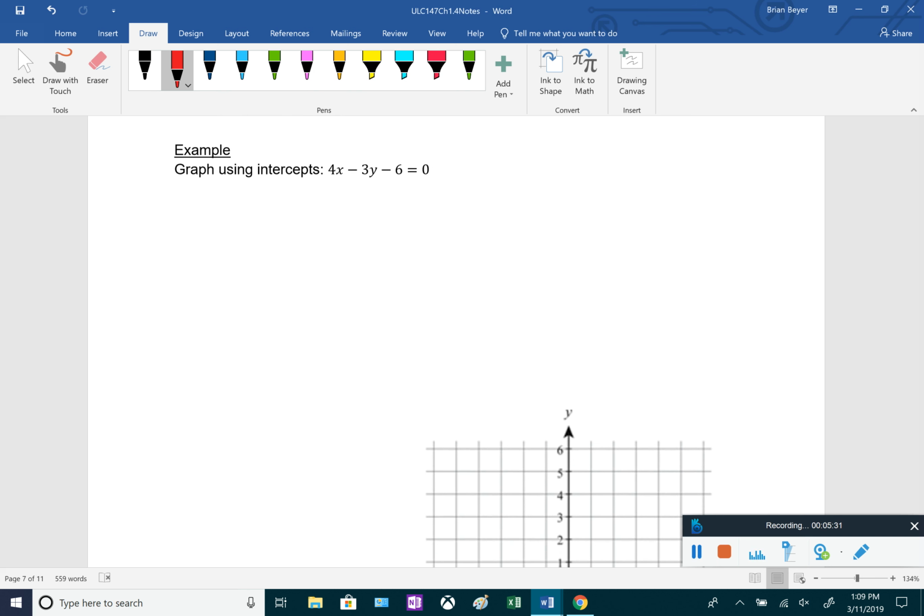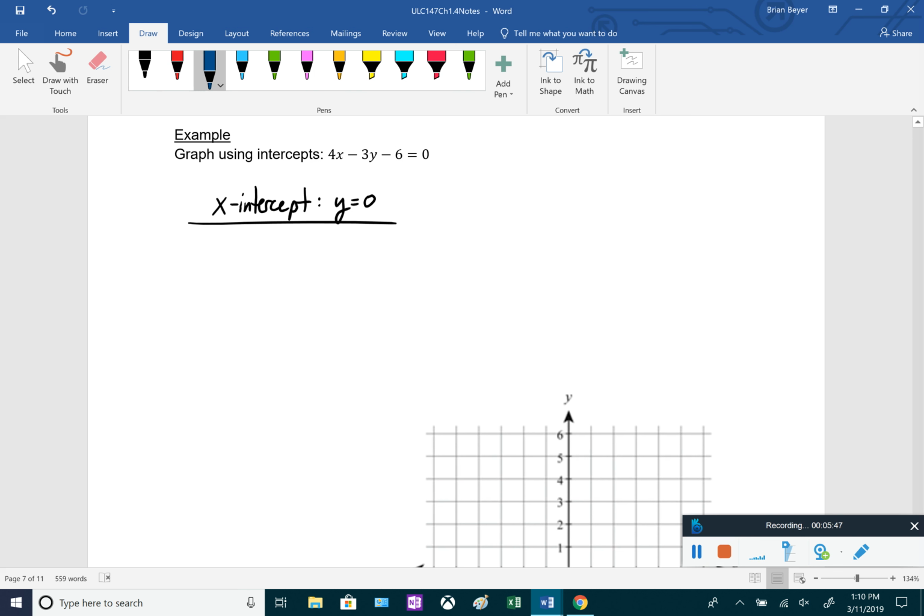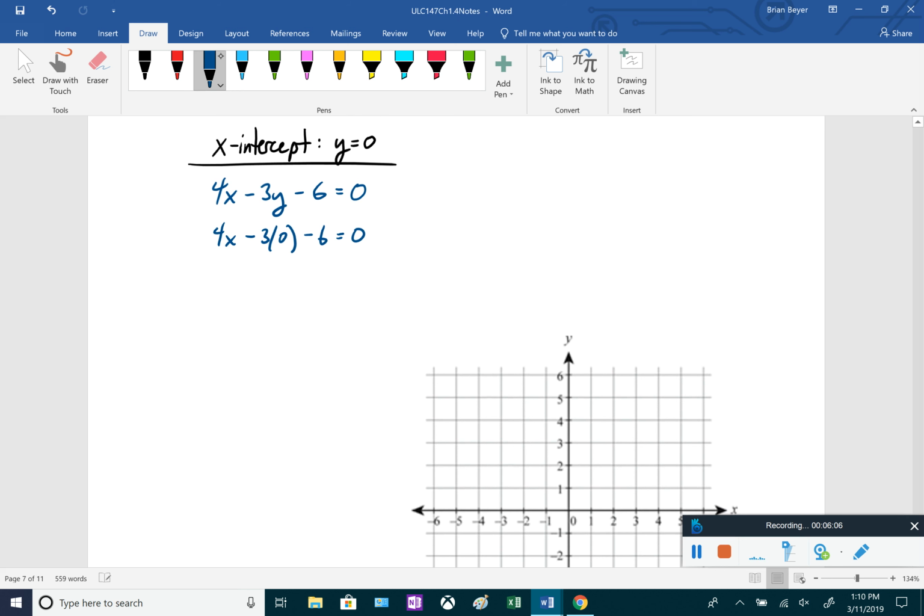So let's do this example. Let's graph 4x minus 3y minus 6 equals 0 using the intercepts here. We could 100% solve this for y and put it in slope-intercept form and do it just like we did it. But let's do it this way. Let's find the x-intercept first, which means y equals 0. So we're going to take this equation and plug in a 0 for y. So it's 4x minus 3 times 0 minus 6 equals 0. That middle term cancels because it's 0. So 4x minus 6 equals 0.